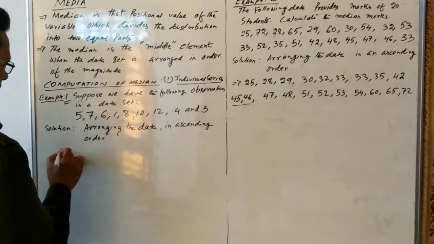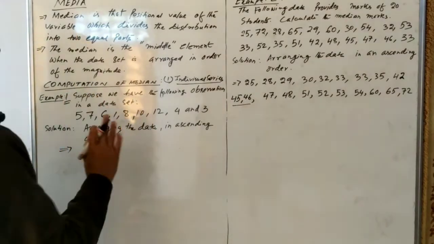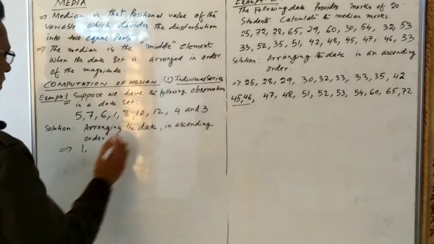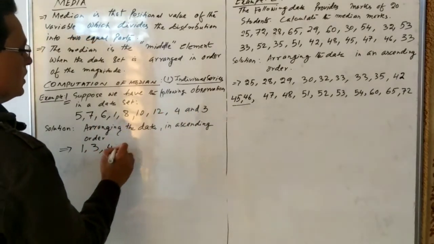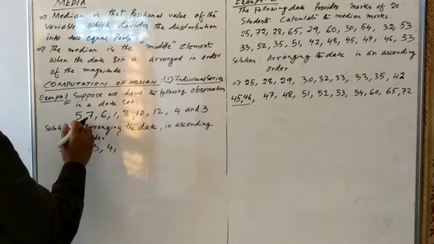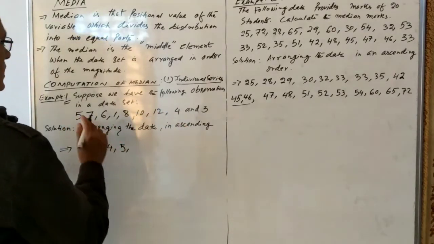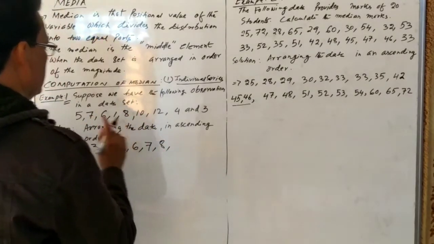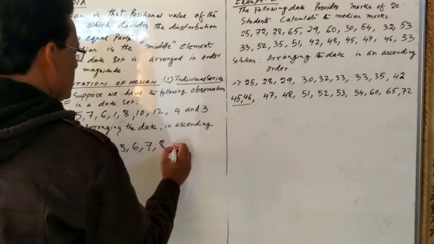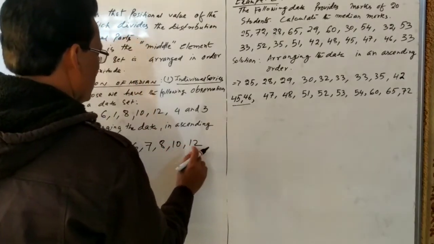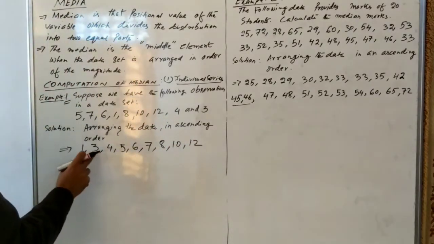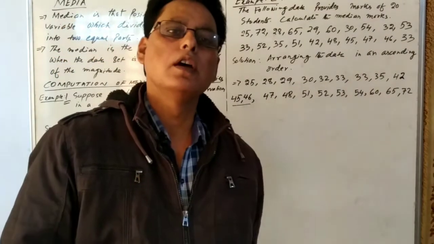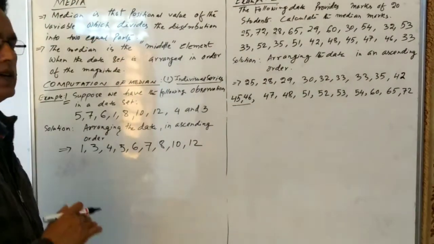So we can arrange this data. The lowest one we will write is 1, then next is 3, then 4, then 5 is given, then 6 is given, 7 is given, 8 is given, 9 is not given, 10 is given, 12 is given. 1, 2, 3, 4, 5, 6, 7, 8, and 9. These are the 9 numbers. So this is called an arranged series.